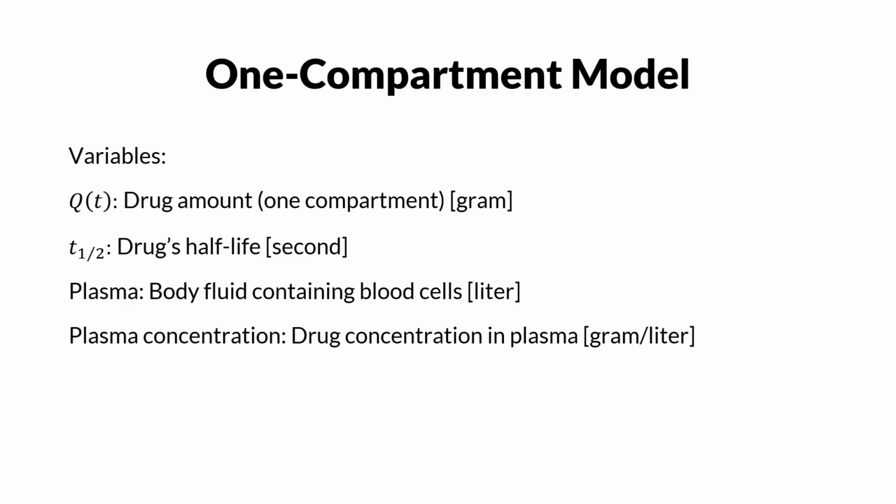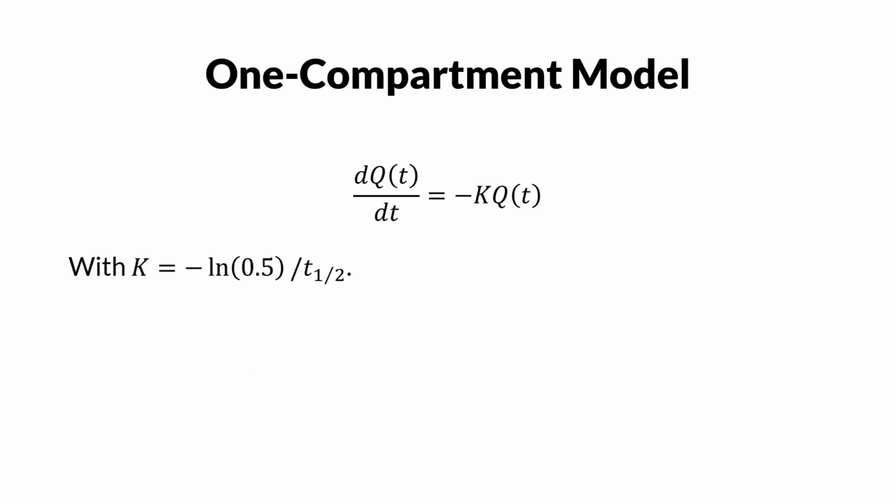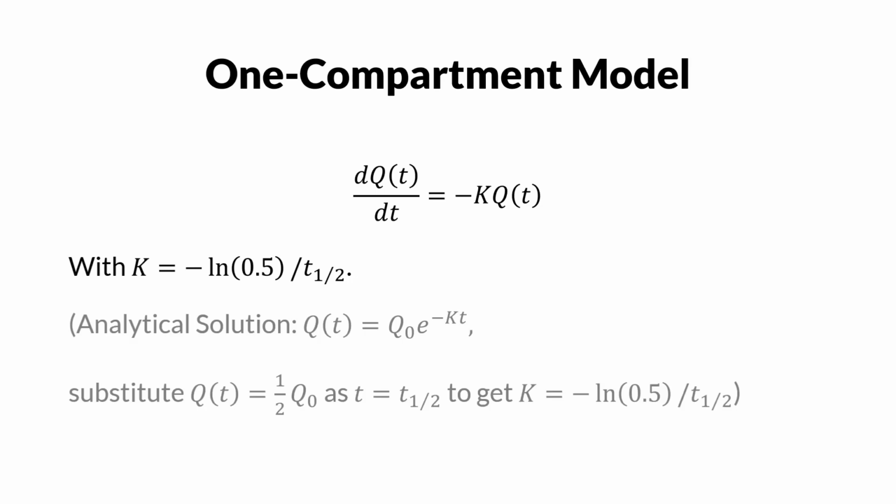Usually, we keep track of the drug concentration in plasma rather than its amount, because we are interested in keeping the concentration effective and not giving a toxic effect to the body. We want the drug concentration to be higher than the MEC, or minimum effective concentration, and lower than the MTC, the minimum toxic concentration. By the model assumption, the drug amount could be modeled as a decay phenomenon, so the equation will be like this. The half-life definition is used to calculate the constant K, by substituting Q at half-life as half of Q at zero.